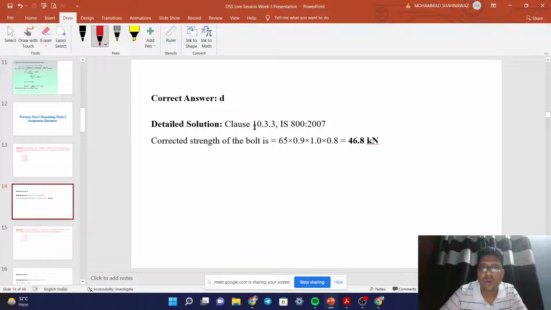According to clause 10.3.3 of IS 800:2007, we have seen a formula there. According to that, the corrected strength of the bolt is the multiplication of all these factors. So 65 into 0.9 into 1 into 0.8, which is 46.8 kilonewton.